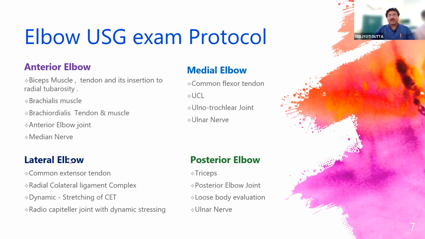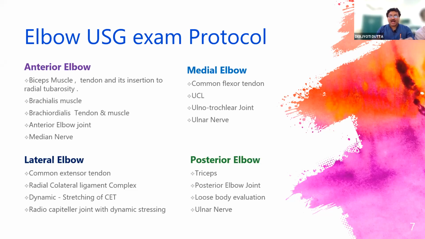So lateral elbow, as I have already told, one of the most common problems in the lateral elbow is lateral epicondylitis, or the tennis elbow. So we should be knowing all about tennis elbow because it is very, very basic. We need to know. Next is the radial collateral ligament complex.